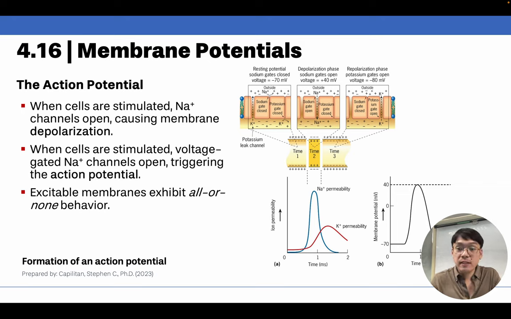Showing you the letter B, the summary of the voltage changes that happen during an action potential as being described earlier in part A.